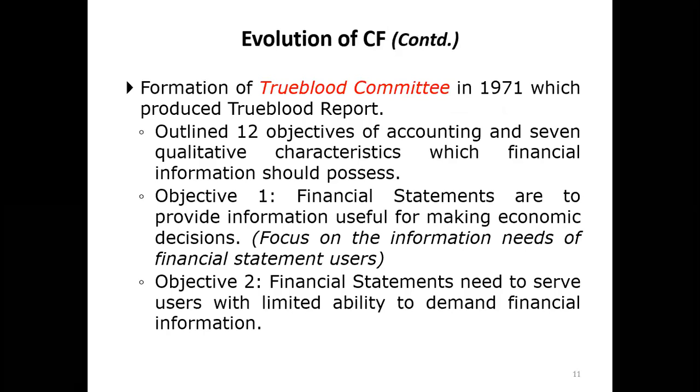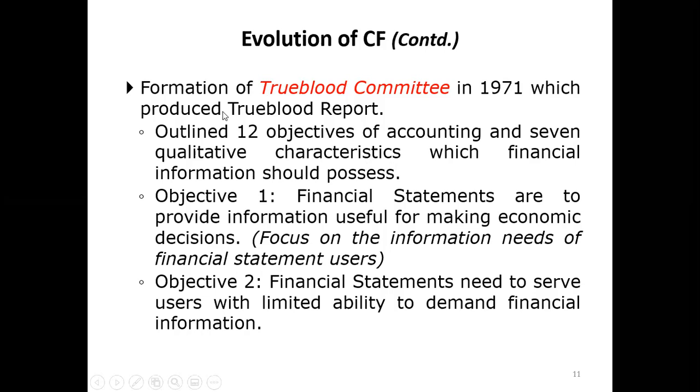Right. Then another remarkable feat was in 1971, the True Blood Committee, again another movement in the USA. So you can see that all these movements in this conceptual framework were witnessed in the USA. This True Blood Committee that was formed in 1971 produced the True Blood report. They outlined the 12 objectives of accounting and 7 qualitative characteristics which financial information should possess.